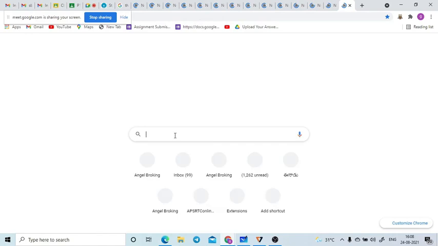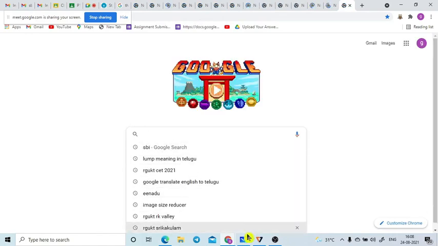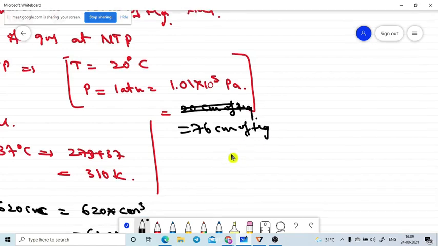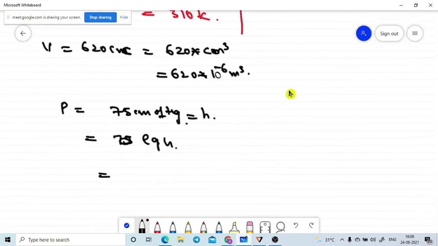76 only? Yes, sir, 1 atmosphere is up to 76 centimeters of pressure. That we already did now, in one of the big problems. Yes, very good. 1 atmospheric pressure is nothing but 76 centimeter of Hg. Now everything is there, and we can directly use the formula.